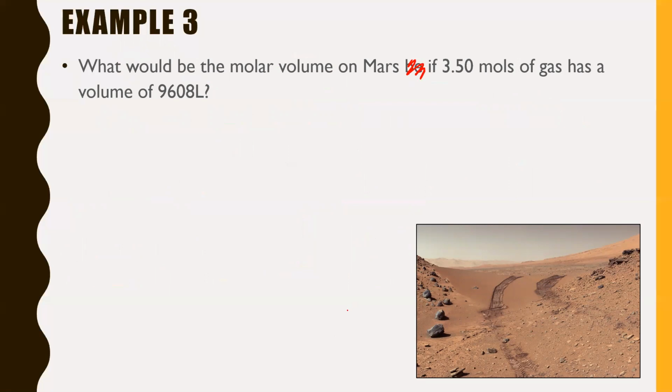If 3.50 moles of gas has a volume of 9,608 liters. So what we're pretty much asking here is what are your liters per mole? Just like it was 24.8 liters per mole at SATP, we don't have SATP on Mars though. Mars does its own thing. It's got its own temperature and pressure. Try to find that molar volume. I'll give you a hint. It's going to be a pretty big number. Pause the video here. Give it a try.